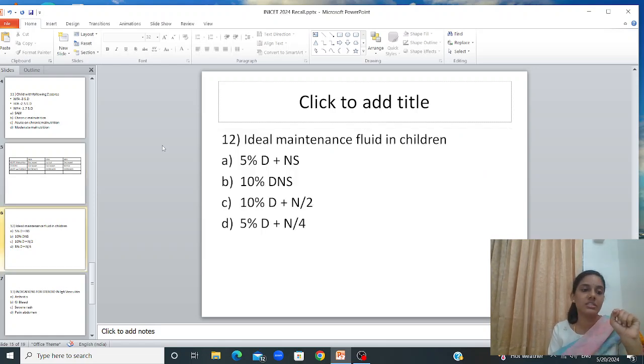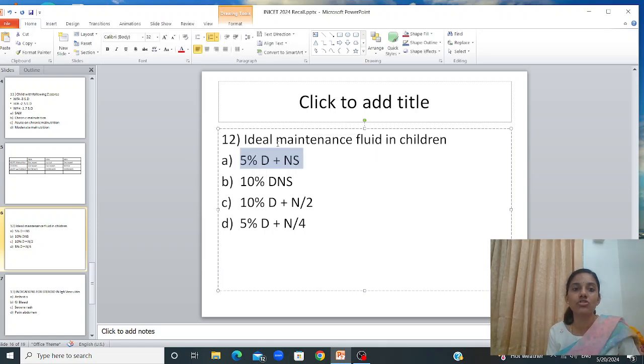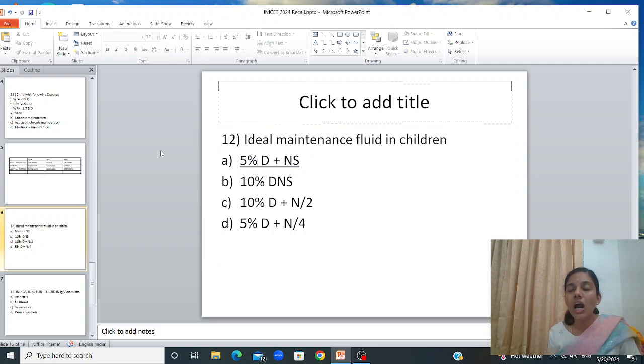Fine. Yes. Next, ideal maintenance fluid in children. So, ideal maintenance fluid in these children will always be 5% dextrose with normal saline. There won't be anything called half normal saline, and 1/4 normal saline cannot be your ideal maintenance fluid. While your 10% dextrose will come when the child is having any hypoglycemic situation. So the answer for this question will be 5% dextrose plus normal saline.